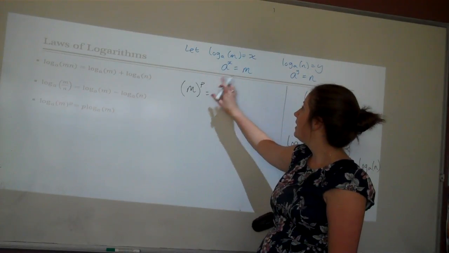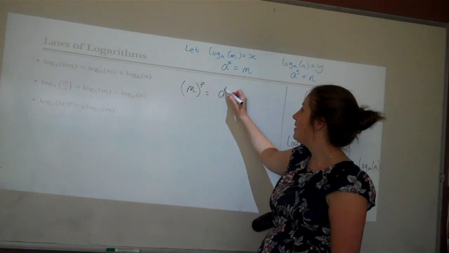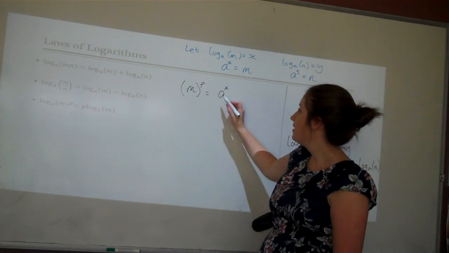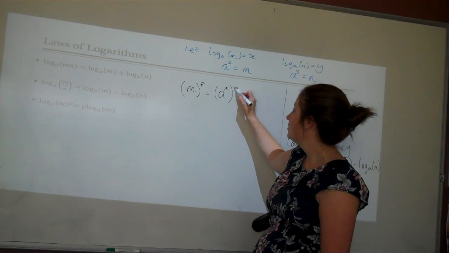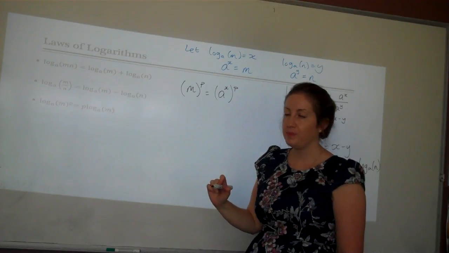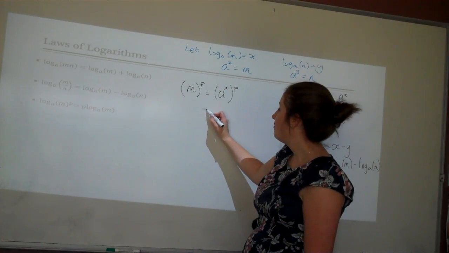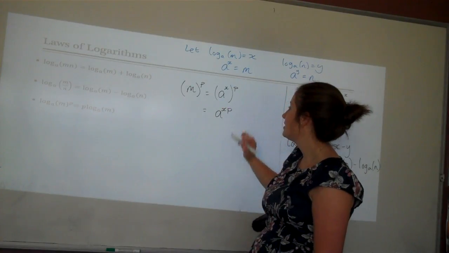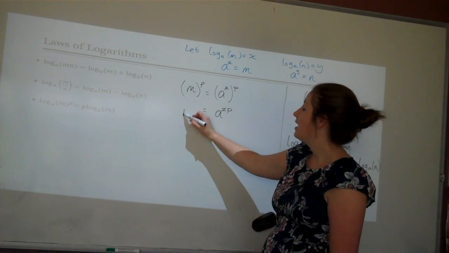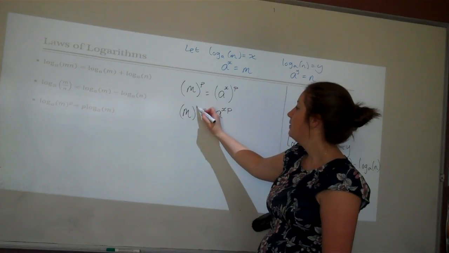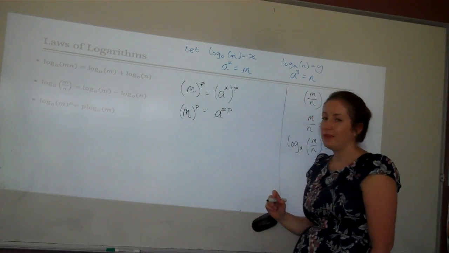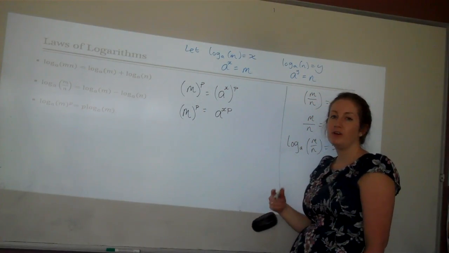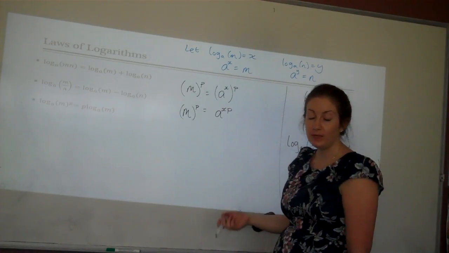Well, we know that m is equal to a to the power of x. That's what we had there. And we're going to raise this to the power of p. We know that when we have powers, we multiply the indices, giving me a to the power of x times p. Okay?